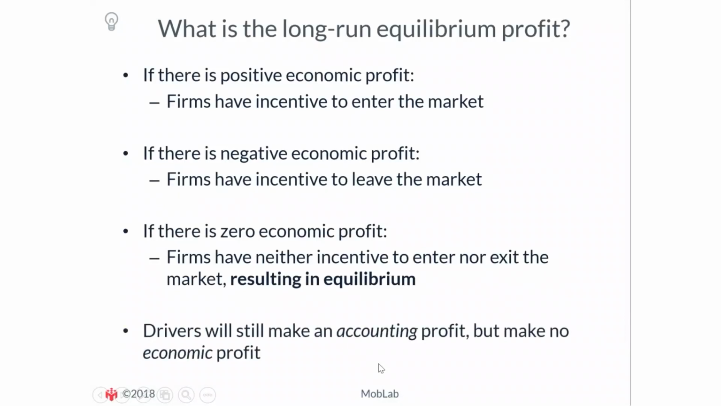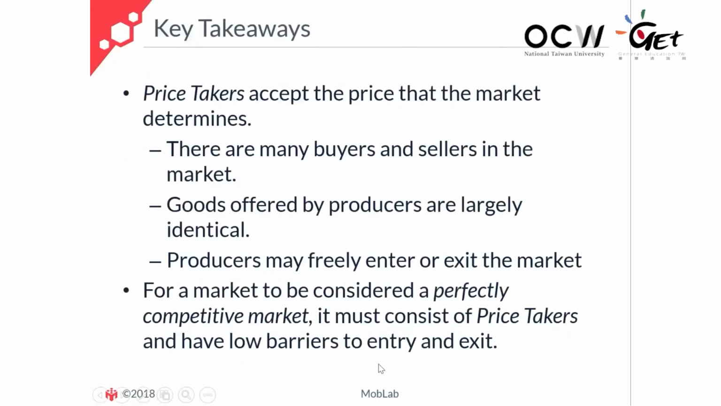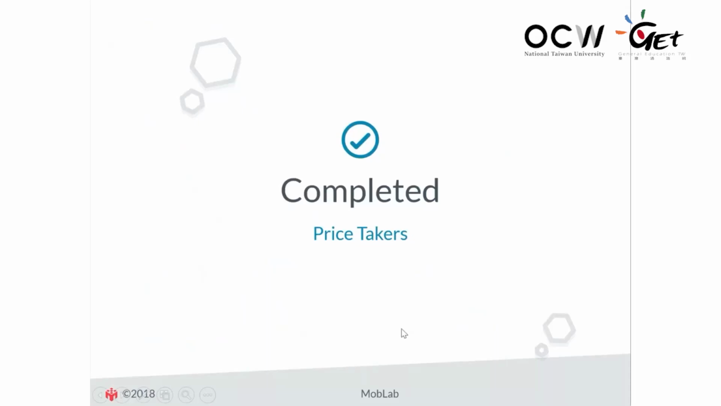Drivers still make accounting profit, but not economic profit. If you remember from the entire class, the key takeaways are that you have price takers who accept the price that the market determines, a lot of buyers and sellers selling the same identical product, and free entry and exit. This is the perfectly competitive market, with low barriers to entry and exit, so you have price taking. Okay, that's a demonstration of price taking.